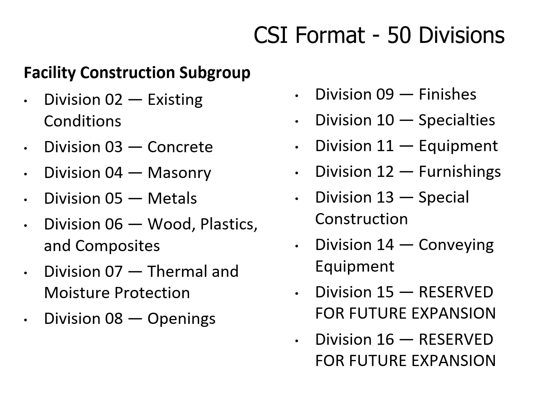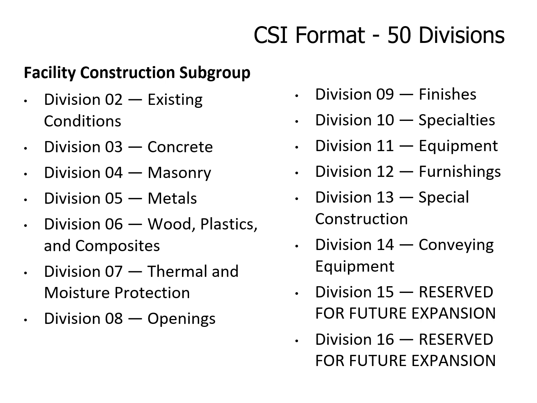As you can see, I have them up on the screen for you. Division 2, existing conditions. 3 is concrete. 4 is masonry, which are the same. They didn't change. 5 is metals. 6 is wood, plastics, and composites. So, in other words, everything that pertains to wood, plastics, and composites is going to be found in Division 6. Now, you have to remember, this is a standard of the Construction Specifications Institute. A lot of accounting programs use the CSI format. Scheduling programs use the CSI format. So this is a standard across the construction industry.